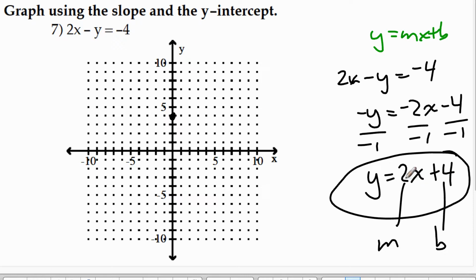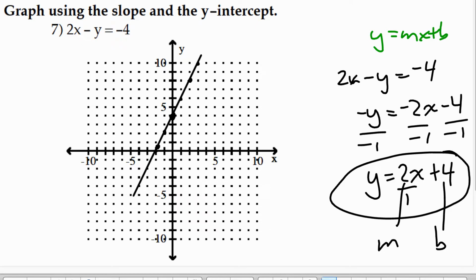And then my slope is 2, which I could write as 2 over 1. And slope is always rise over run. So I can go up 2 and over 1, up 2 over 1, up 2 over 1. Or I could have gone down 2 and 1 left, down 2 and 1 left. And there is my line. So the line will look something like that.